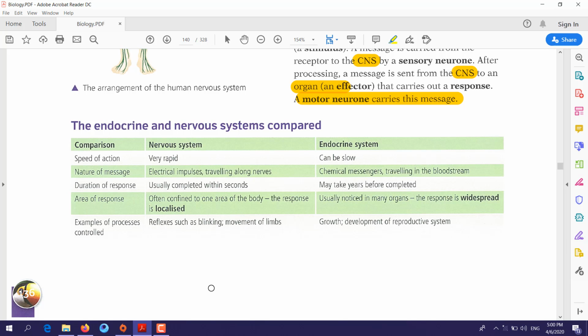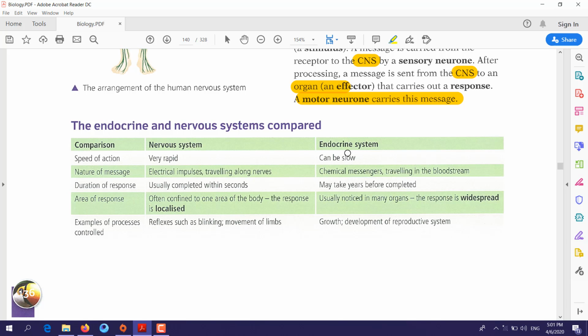Here, this table shows some differences between the nervous system and the endocrine system, as we explained before. Speed of action: as we said, for the nervous system it's fast, it's rapid. In the endocrine system, it's slow. Nature of message: the nervous system uses electrical impulses traveling along nerves, while the endocrine system uses chemical messengers traveling in the bloodstream.